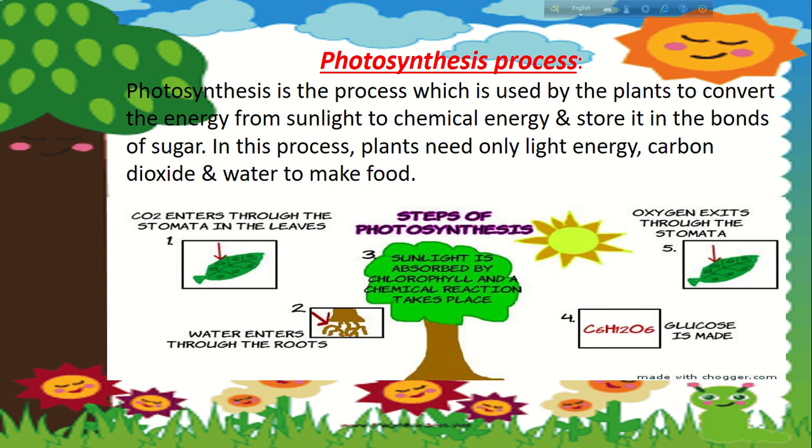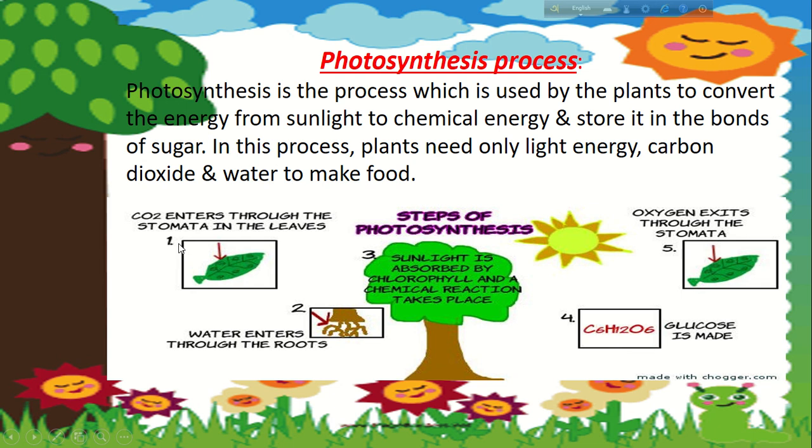The photosynthesis process. Photosynthesis is the process which is used by the plants to convert the energy from sunlight to chemical energy and store it in the bonds of sugar. In this process, plants need only light energy, carbon dioxide and water to make food. So we know plants prepare carbohydrate by using carbon dioxide and water in the presence of sunlight. And the oxygen produced through photosynthesis is used by animals for respiration, which is used for production of energy.